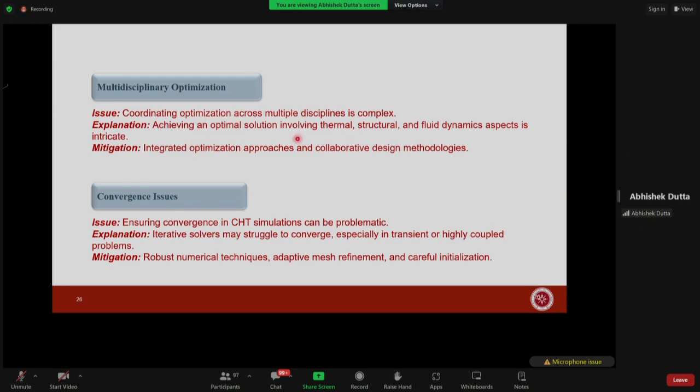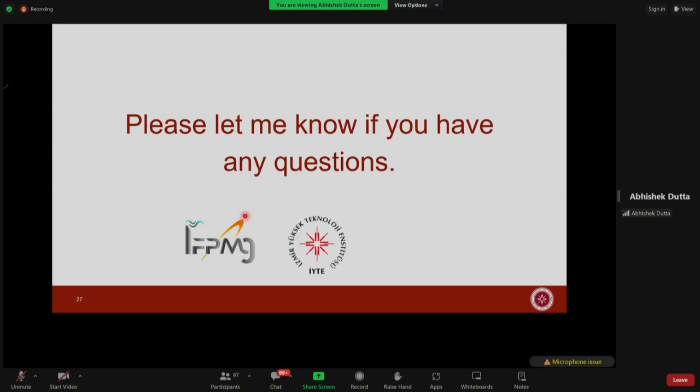Discipline optimization, I think I've talked about this. When you have multidisciplinary, you know, thermal, structural, fluid, and let's not make life complicated. So these are big challenges, actually, big challenges. These are the real challenges when you want to study something on an industrial scale. Of course, it is a multidisciplinary optimization problem. In that case, you may have thermal, structural, and fluid dynamics problems as well. Convergence issues I have already explained. So that's all, guys, from my side.